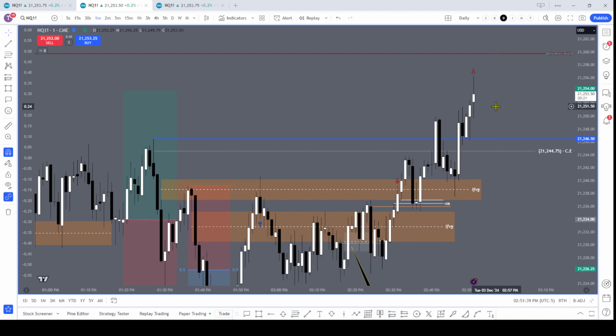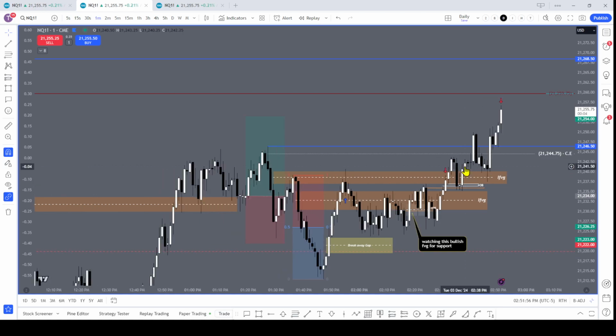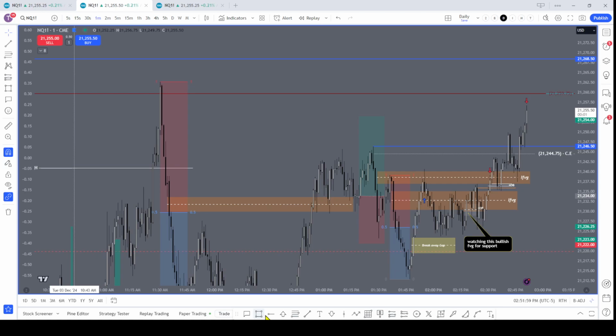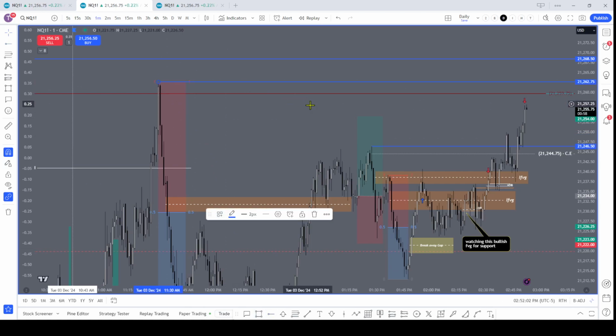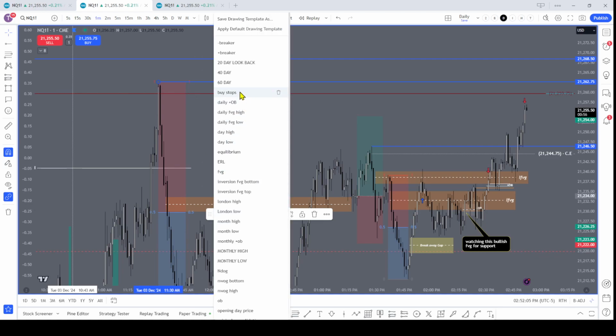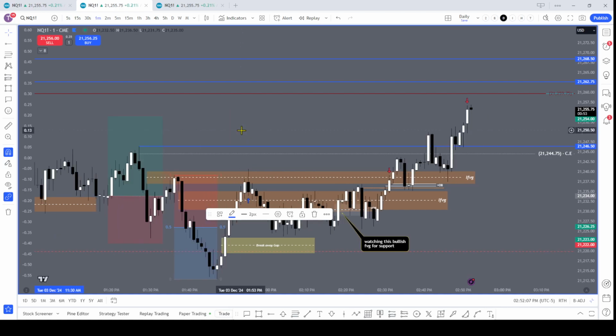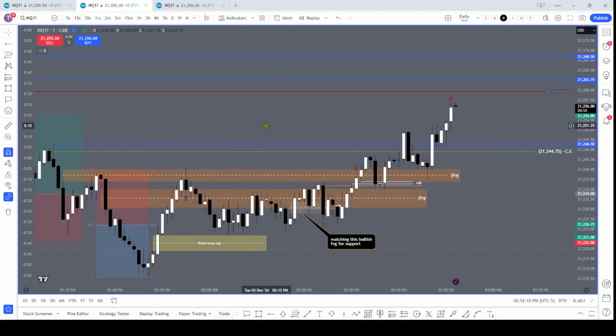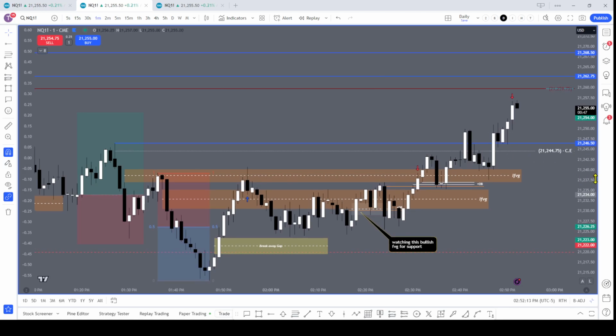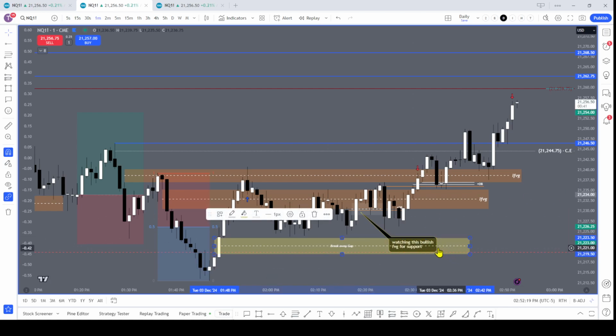Strong candle into the target. Reaching up for this high for buy stops. Breakaway gap still intact.